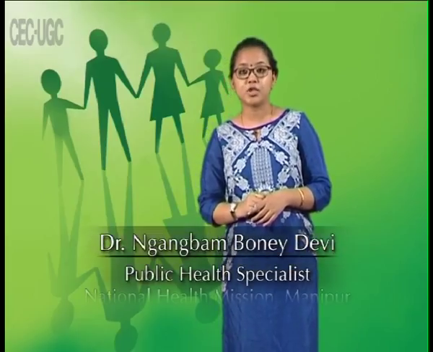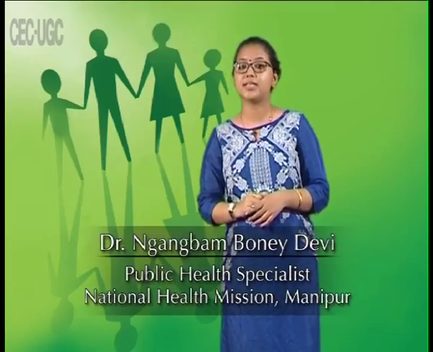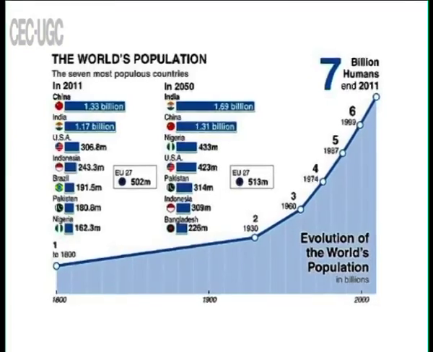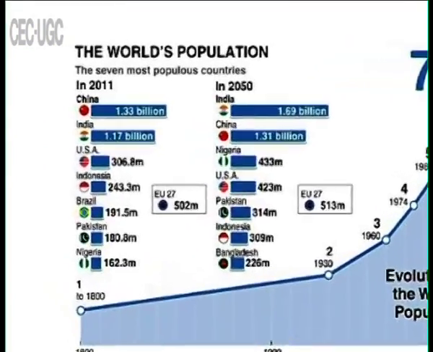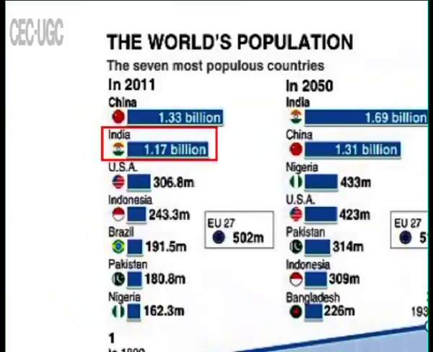With a population of 1210 million as per the census 2011, India is the second most populous country in the world, next only to China, whereas in land area it is seventh. With only 2.4% of the world's land area, India is supporting as much as 16.87% of the world's population.